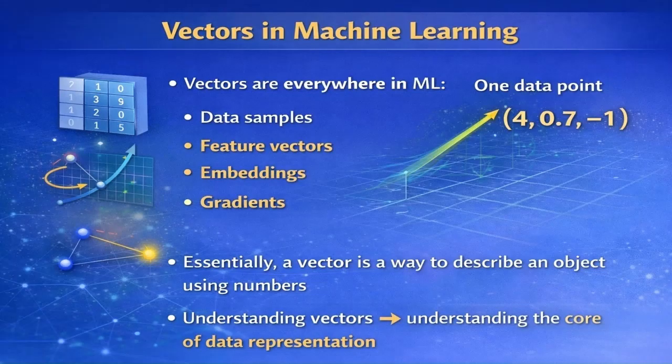Now, let's talk about a powerful concept called embedding. Sometimes, data is too complex for a simple list of numbers. Think about words, images, or even human emotions. We can't just put the word apple into an equation. We need to turn it into a vector.